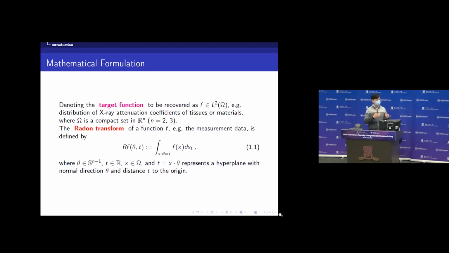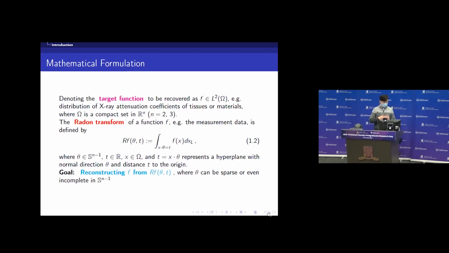Now let's formulate the problem into a mathematical setting. Basically, we are trying to recover some function f. We can just imagine this is a good function, it's integrable. So we are trying to recover the function f from the Radon transform. The Radon transform here is just the measurement data we get in the CT scan. This is equation 1.2. So basically we are trying to reconstruct the target function f from the measurement data, from the Radon transform.